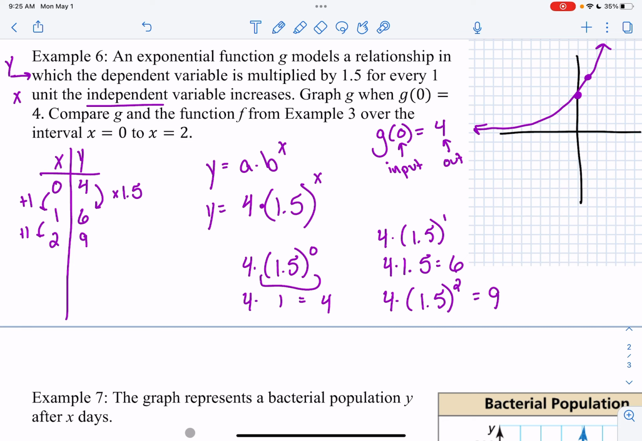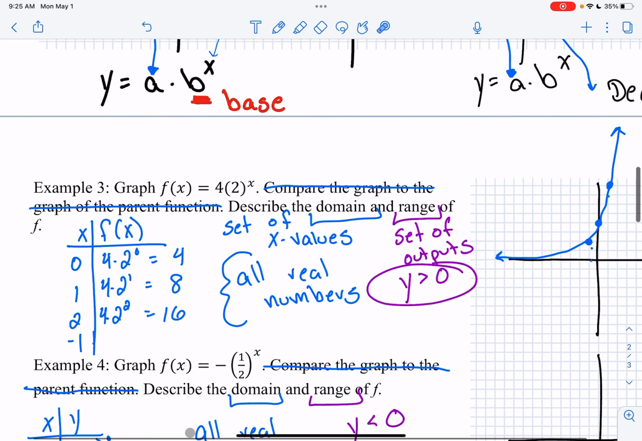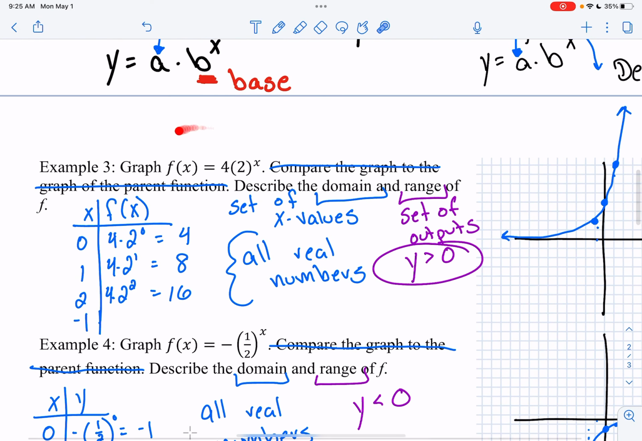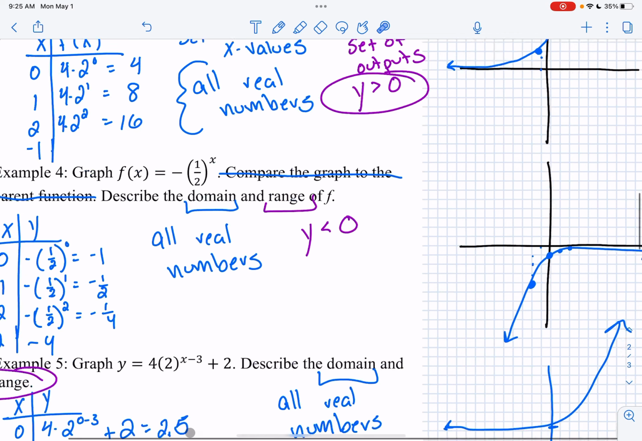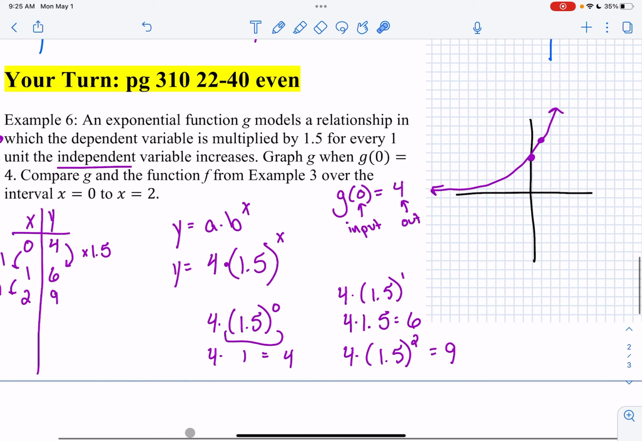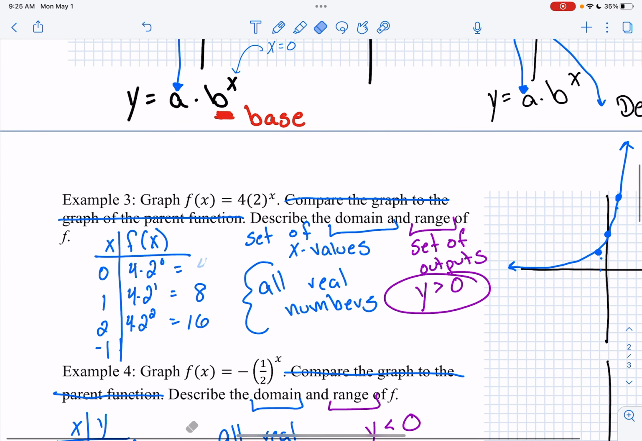But in this next bit it says to compare g to the function f from example 3. If we go back to example 3, there it is. This is the function from example 3: 4 times 2 to the x. They look very, very similar just by looking. They both have the point 0, 4. But this one goes 4, then 6, then 9 as we go up by 1 each time. This went 4, then 8.